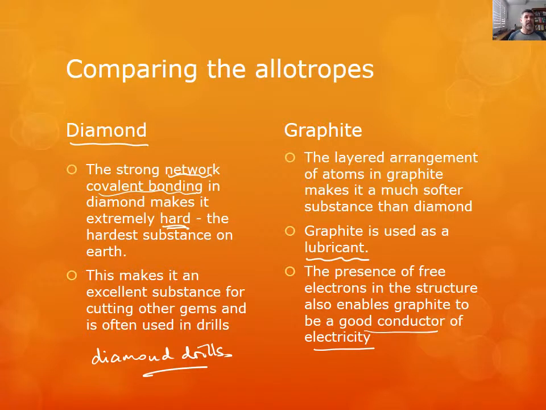So it's the layered arrangement that we see in graphite that makes it softer than diamond, allows it to conduct electricity, and also makes it suitable as a lubricant. But that very strong network bonding with no weaknesses in the diamond is what makes it such a hard substance. We'll look at the link between these in a little bit more detail, as well as some other implications of these allotropes in the next video.